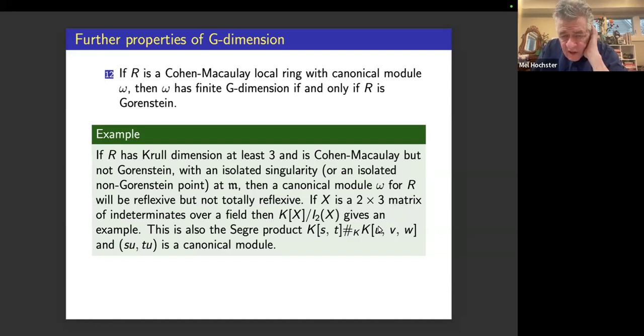And here's a completely explicit example. Suppose you take a 2x3 matrix of indeterminates and kill the 2x2 minors, which is also the same as the Segre product of a polynomial ring in 2 variables and a polynomial ring in 3 variables. And the ideal generated by SU and TU, or if you like, any column of the matrix, if you think of it as entries of a matrix, is a canonical module. And these will be reflexive, but not totally reflexive.